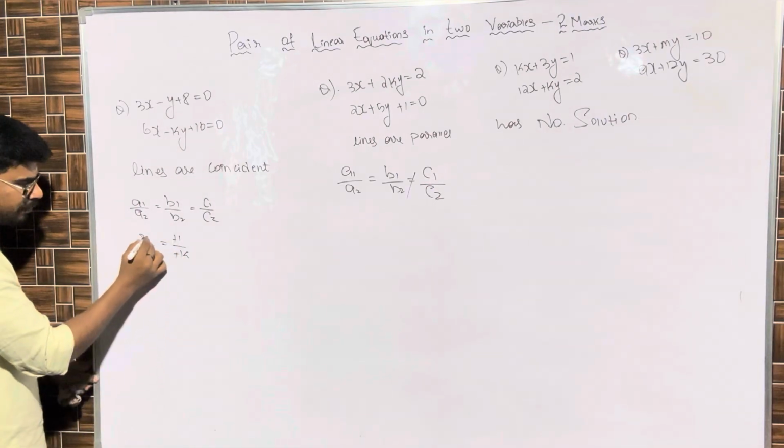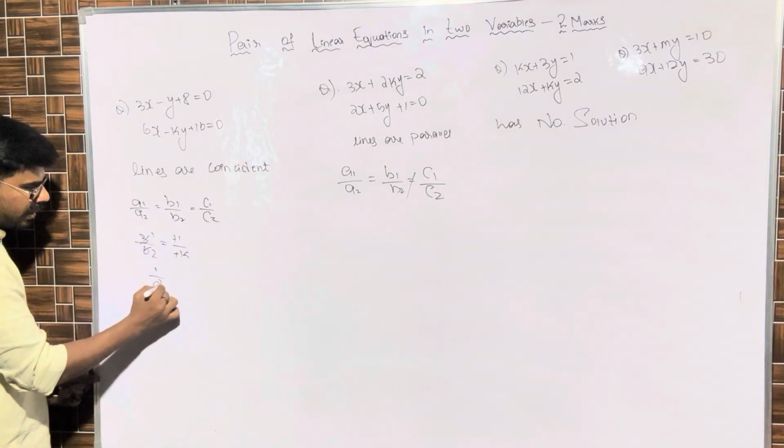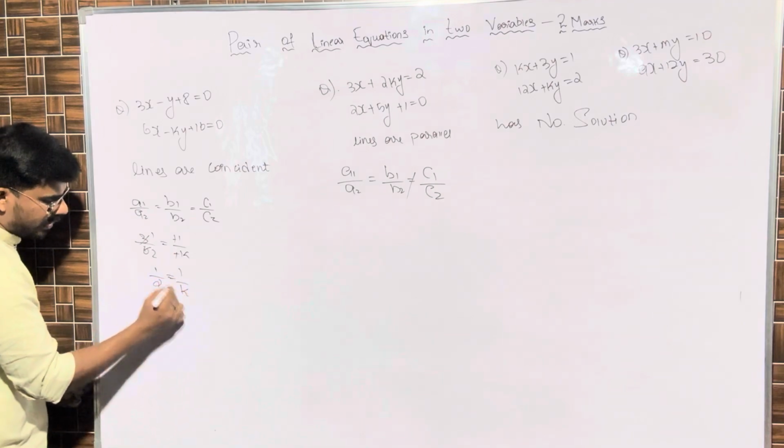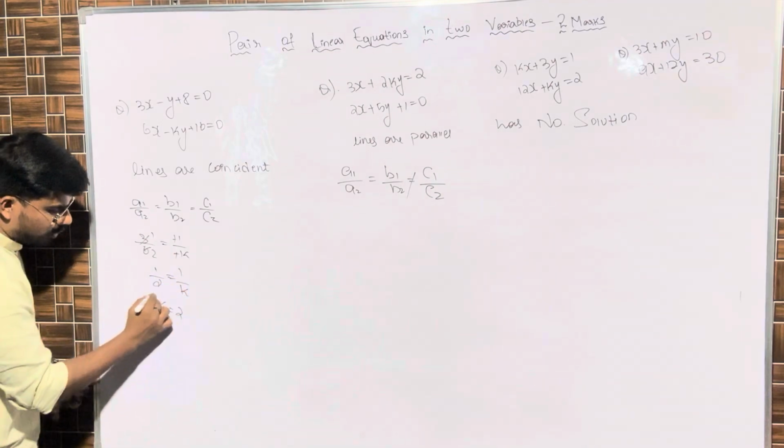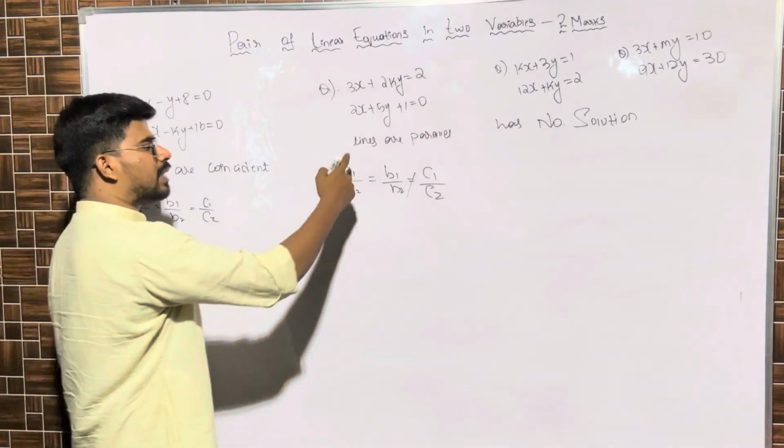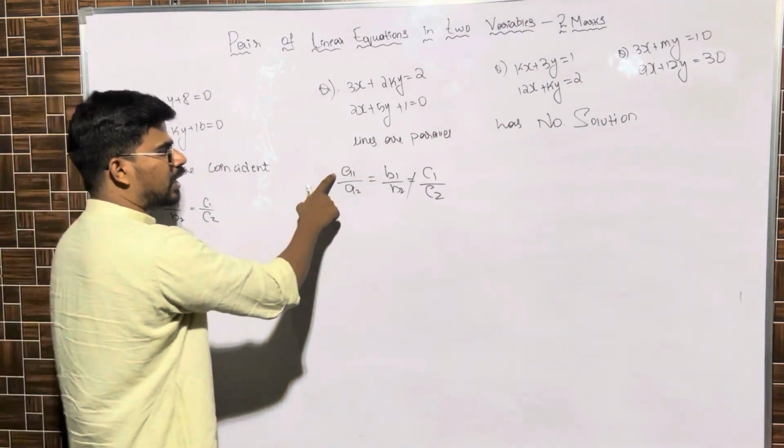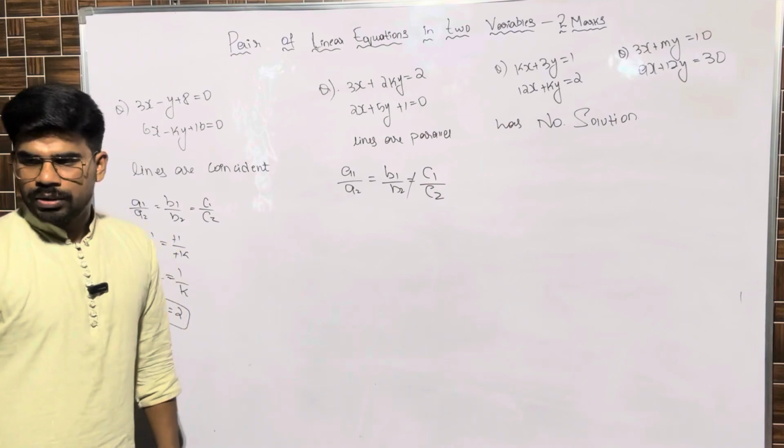Minus minus gets cancelled. 3 1s are 3, 3 2s are 6. 1 by 2 is equal to 1 by k. K into 1 is k, 2 into 1 is 2. K is equal to 2. Here, the lines are parallel. This is the condition: A1 by A2 is equal to B1 by B2 is not equal to C1 by C2.